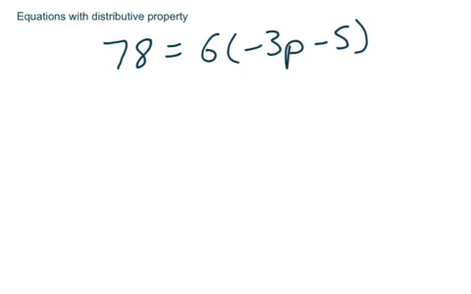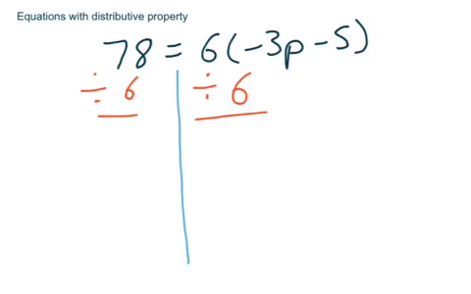So once again, I'll put a line down. Now, instead of distributing this 6, instead of saying, well, I have 6 of this negative 3p minus 5, I'm just going to go ahead and divide both sides by 6. Those will cancel. I'm left with negative 3p minus 5. And on this side, I have got 13.